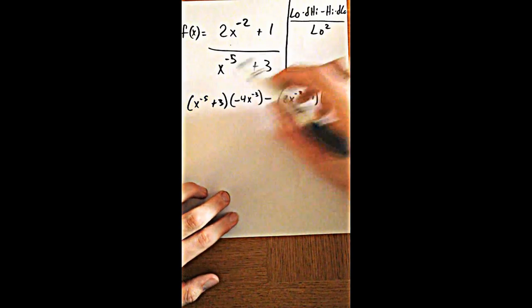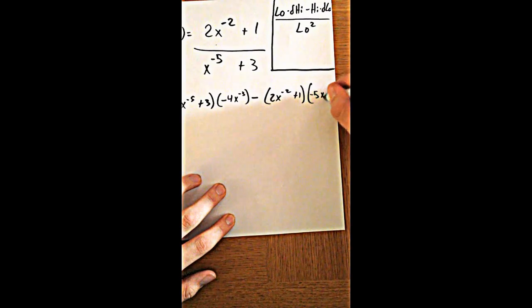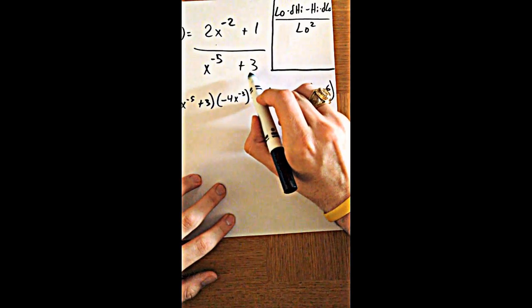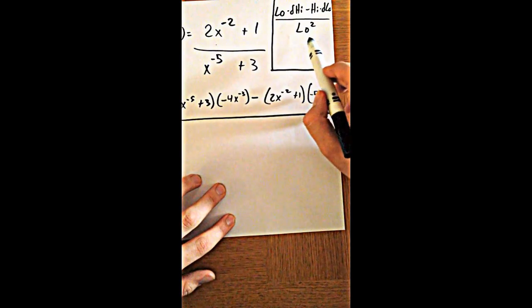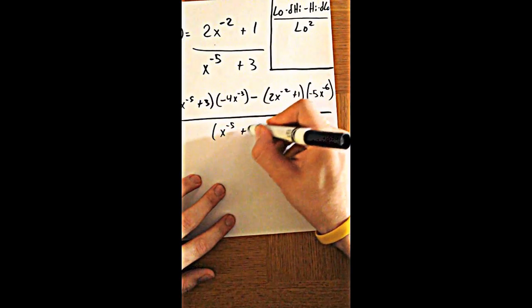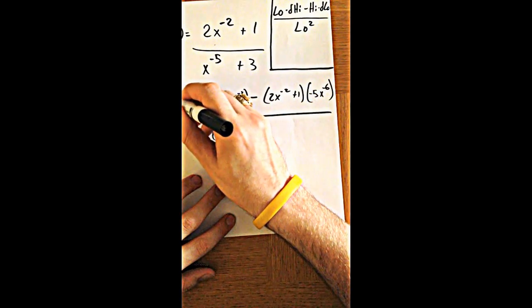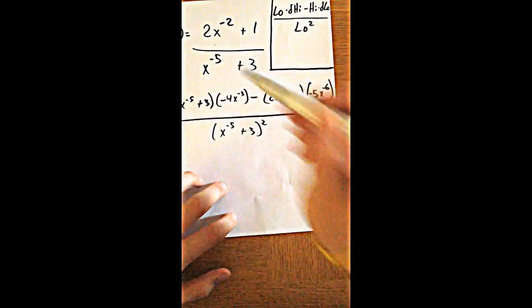So the derivative of x to the negative 5 is negative 5x to the negative 6, and the derivative of 3 becomes 0. Okay, and we're going to divide that by the square of what's below. So I'll keep that as x to the negative 5th plus 3 squared. And that is f prime of x.